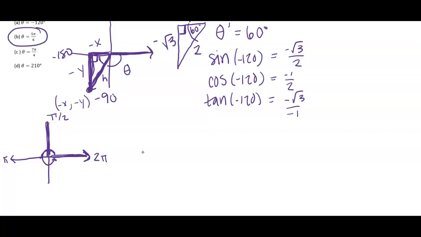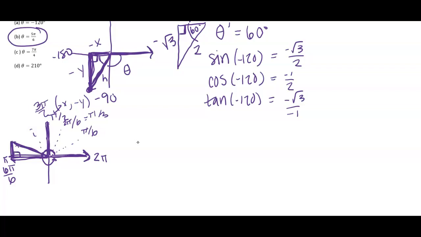If I want to try to find 5 pi over 6, I need to divide up my angles so that 6 of them get me to here, or that this is 6 pi over 6, because that's pi. Therefore, this would be 1 pi over 6, 2 pi over 6, which is pi over 3, 3 pi over 6, which is pi over 2, 4 pi over 6, and 5 pi over 6 is this angle, and I'm going to drop that down.